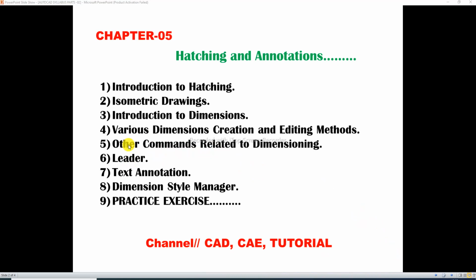Fifth is other commands related to dimensioning. Sixth is leaders. Seventh is text annotations, eighth is dimension style manager, and ninth is practice exercise. All these points we discuss today only as syllabus, and we will discuss them one by one in the next video.